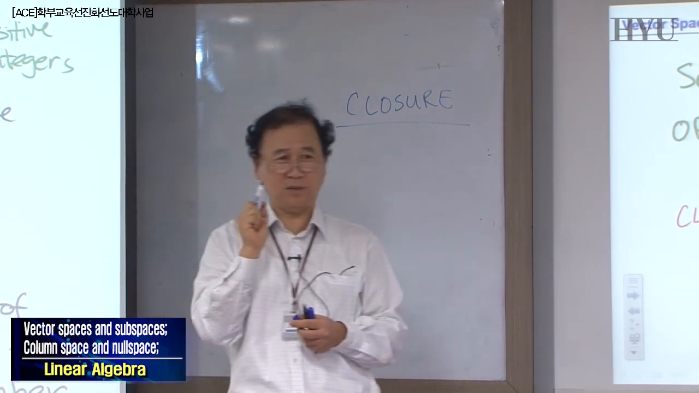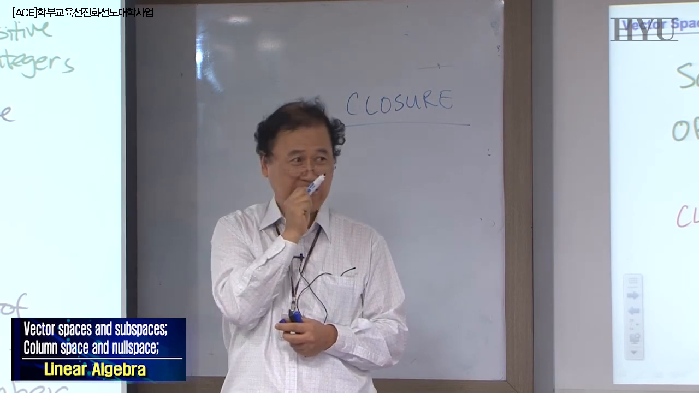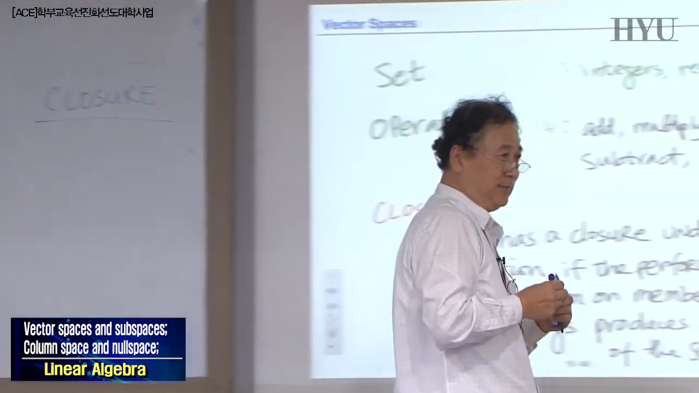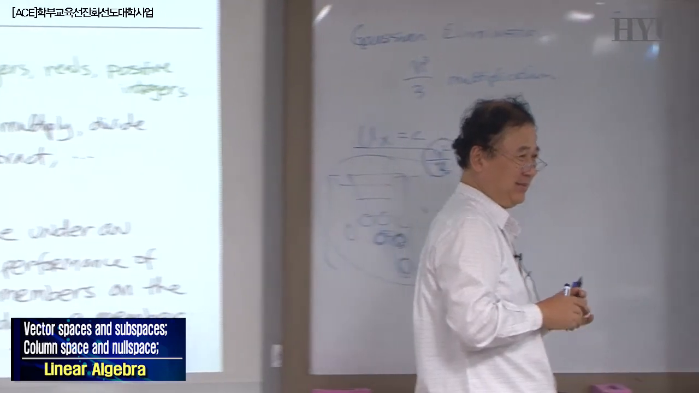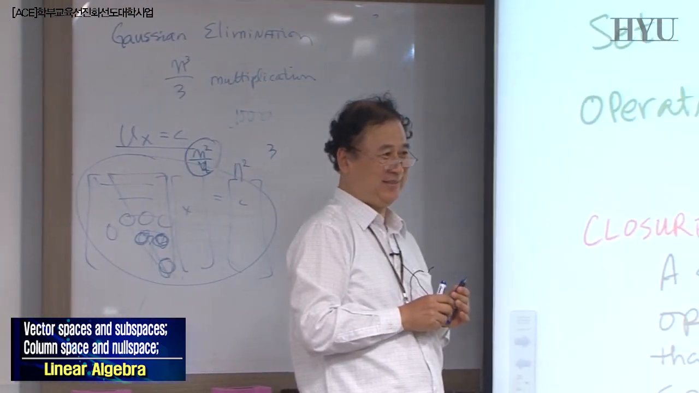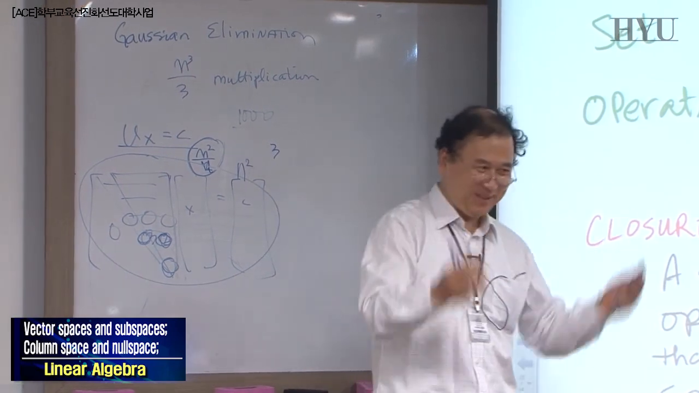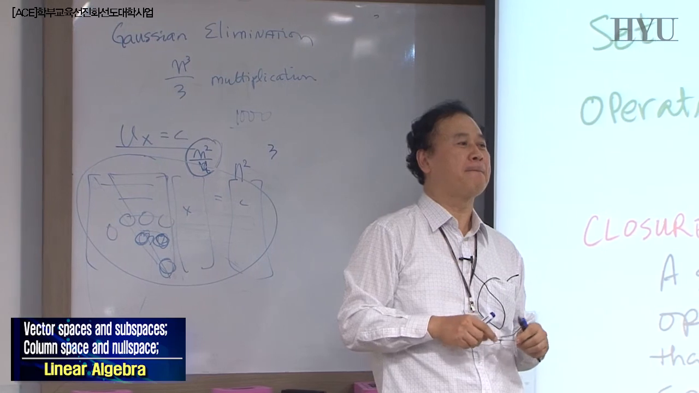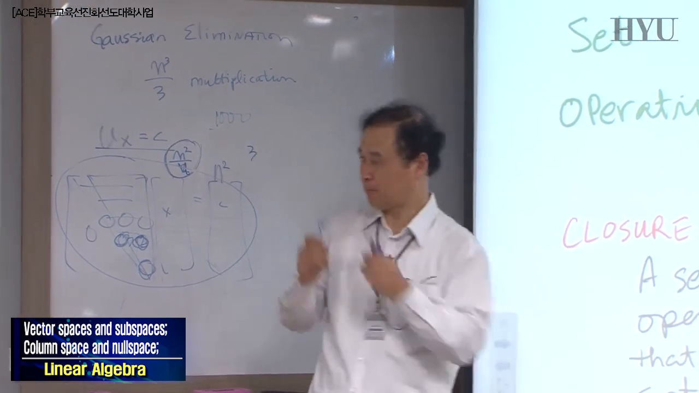Have you learned about closure, or 닫혀 있다? Can you explain what it means? A set has closure under an operation if the result of that operation stays in the set. I don't need the formal definition, just explain what you understand. It's okay to explain in Korean. 결과가 그 집합 안에 들어있으면 닫혀 있다.